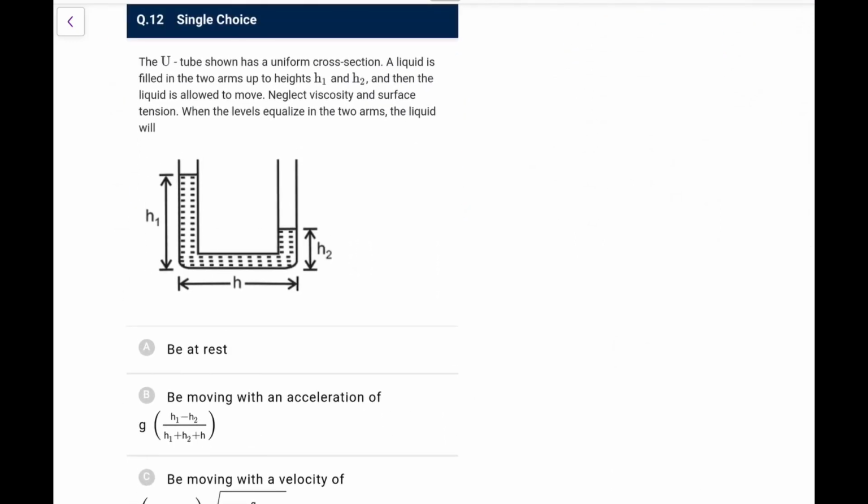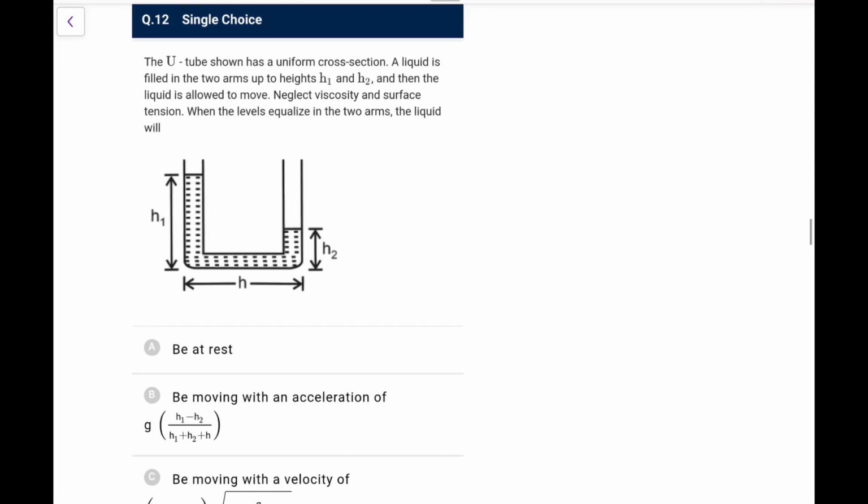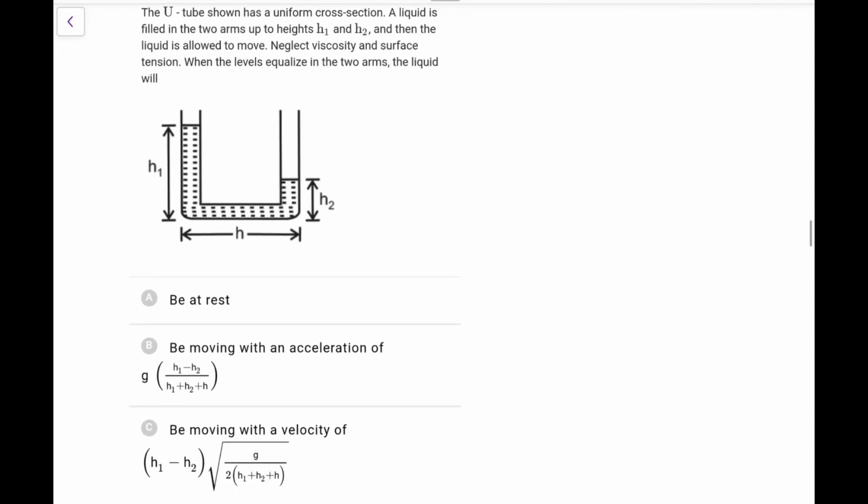Options are like that. Now the 12th: a U-tube of uniform cross-section is filled with liquid in the two arms up to heights h1 and h2, and then the liquid is allowed to move. Neglect viscosity and surface tension. When the levels equalize in the two arms, because it has uniform cross-section, some height will fall and some will be gained, so there will be some change because the system is getting stabilized, that's for sure.